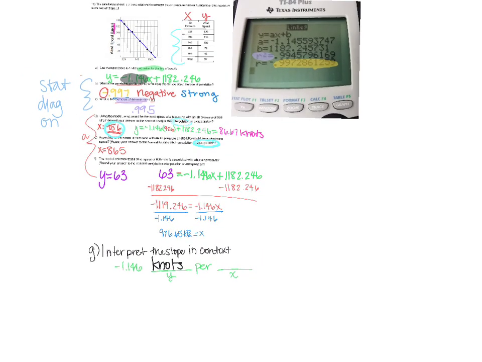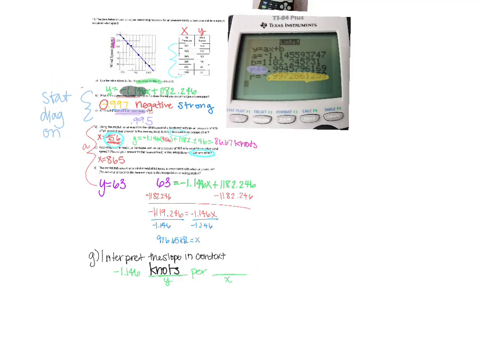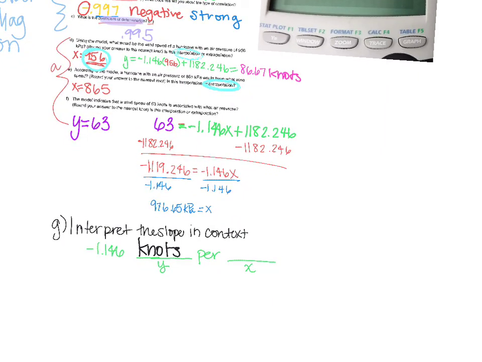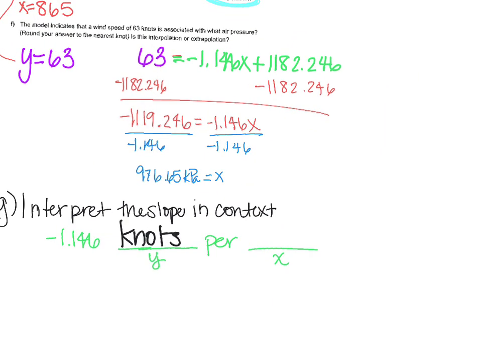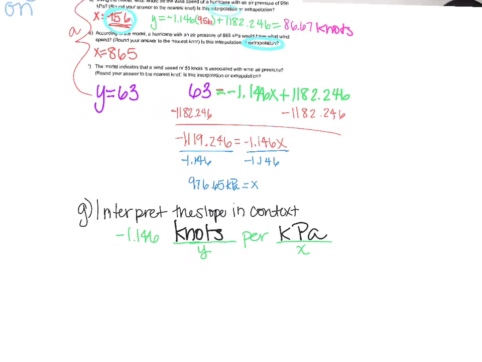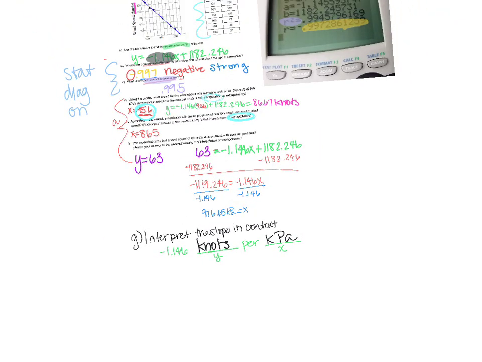Well, your x's were measured in, it didn't tell you this in the graph, I think it got cut off, but if you read through the problem, every time it talked about air pressure, it talked about kPa, which honestly I have no idea what that stands for. I'm sure you can Google it if you really want to know, but the rest of our part is going to be per kPa, whatever that is. So what our slope is saying is that it's changing at a rate of negative 1.146 knots per kPa, so per whatever kPa is. That's our interpretation. So that should be enough to get you through.